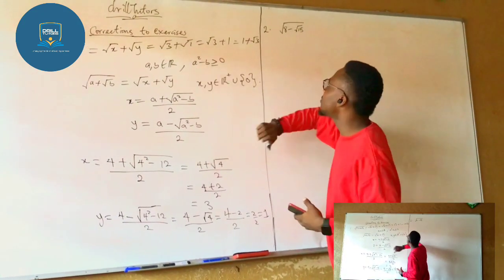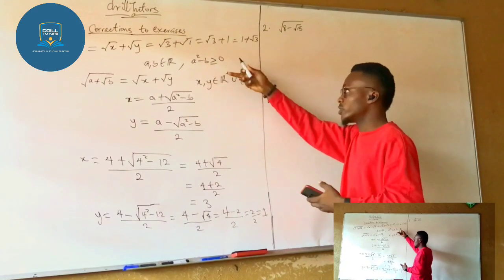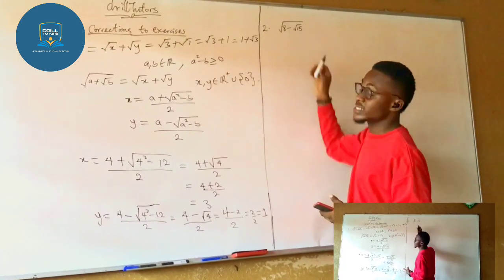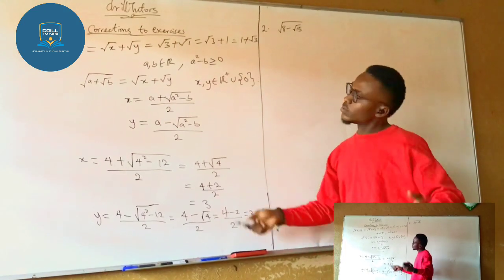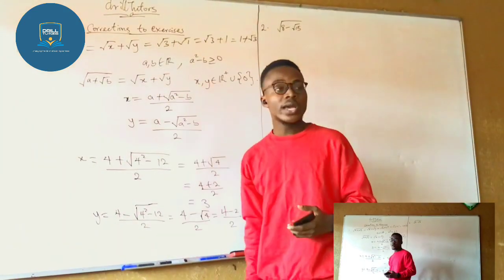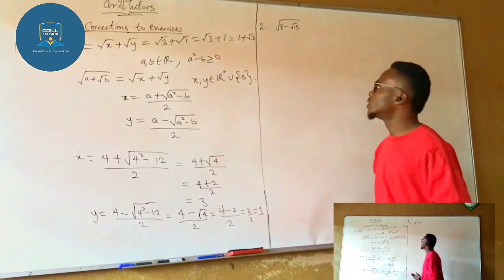Now, here we have a squared minus b to be greater than 0. A squared here is what? That's 64, minus b, the value of b is 15. That is satisfied. And also a and b are elements of real numbers.